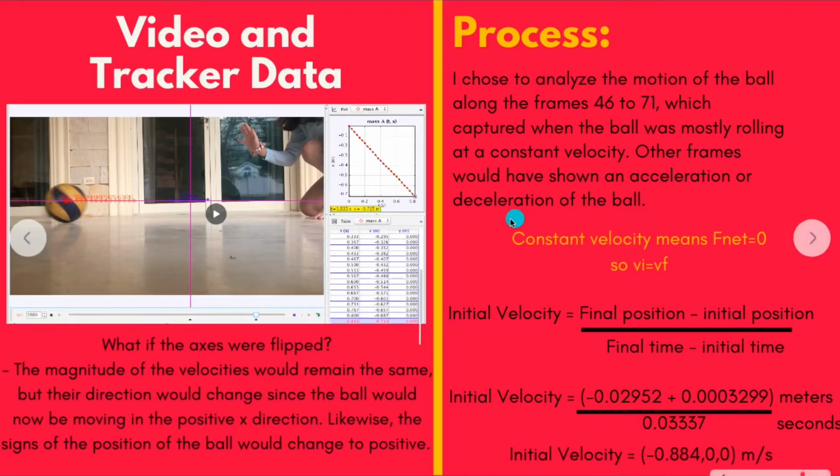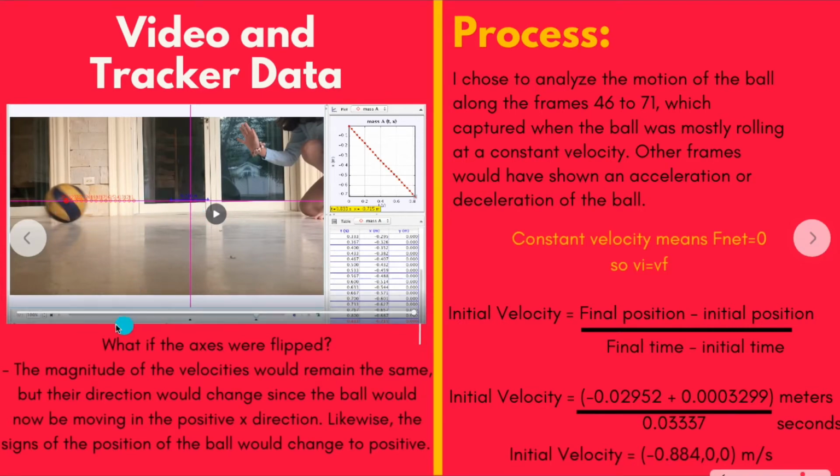And in this lab, we are assuming that the ball is moving at a constant velocity, which means that the net force on the ball is zero. This also means that our initial velocity will be equal to our final velocity. To calculate the initial velocity, I calculated the average velocity between the first two time steps. As you can see, my ball was moving in the negative x direction.